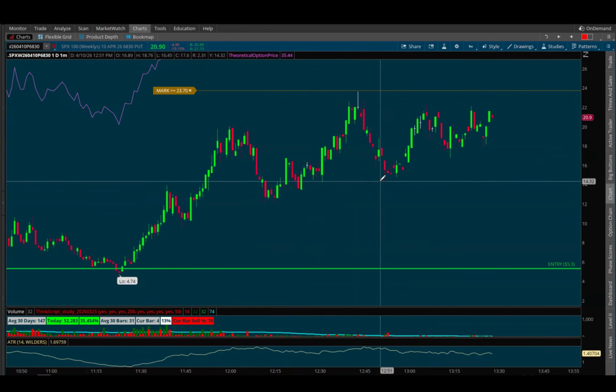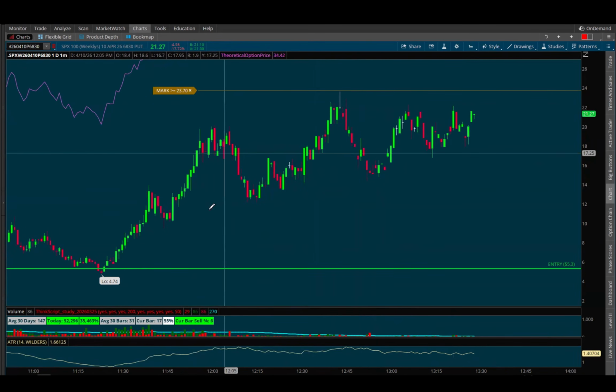You bought one contract. You were only risking at max, if you want to put your stop at 4.30 from 5.30, you risked $1. Not a big deal. So very, very tight setup there. The stops were outlined. Everything was broken down perfectly for you.